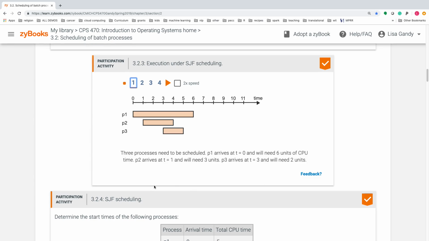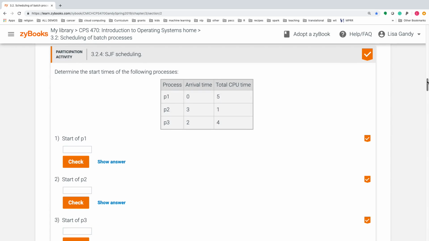Okay, good question. So let's do this activity. Let's draw a table. We've got P1, and it's going to arrive at time 0 and go to 5. Then P2 is going to arrive at 3 and go 1. And then P3 is going to arrive at 2 and go to 4. So we stick a 6 here.